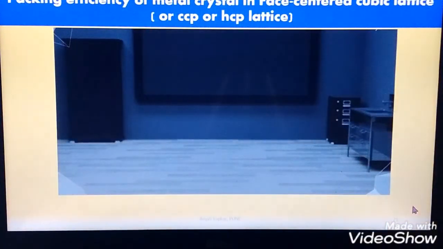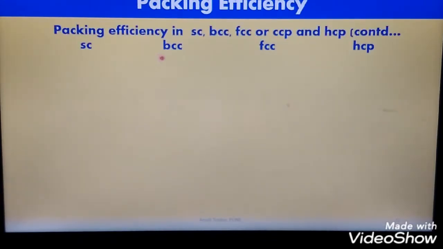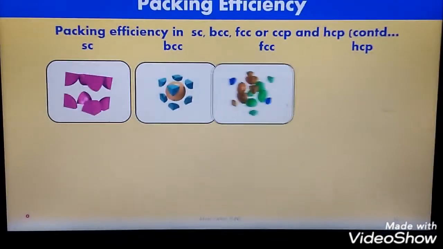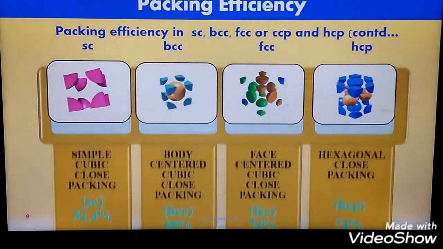Efficiency of packing. Let us talk about the packing efficiency completely on one slide. You will understand and it's easy to remember. Packing efficiency in simple cubic, body-centered cubic, face-centered cubic or cubic close packing and hexagonal close packing. Each of them we are going to see. So you have already seen these structures, so you may remember the things very well now.